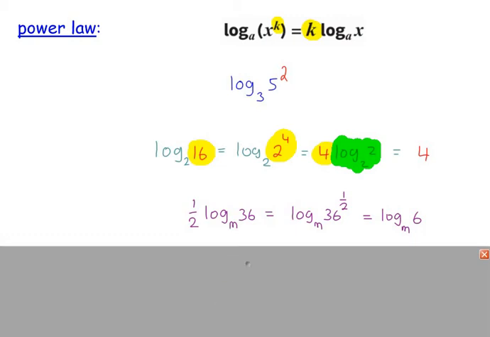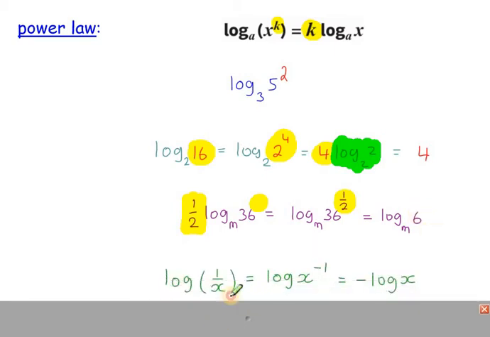In this example, starting on the left, we've got a half as a coefficient. If I bring the half up and I write it there as a power, like this, 36 to the power of a half, or the square root of 36, is 6. In this example, 1 over x can be written as x to the power of minus 1. That power of minus 1 can move to the front, like this. Instead of writing minus 1, we can just put a minus. The base is missing, so base 10 is being used.